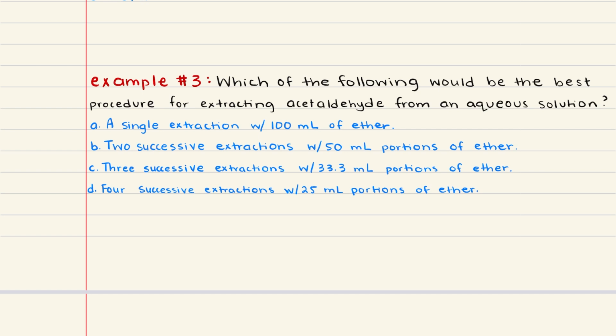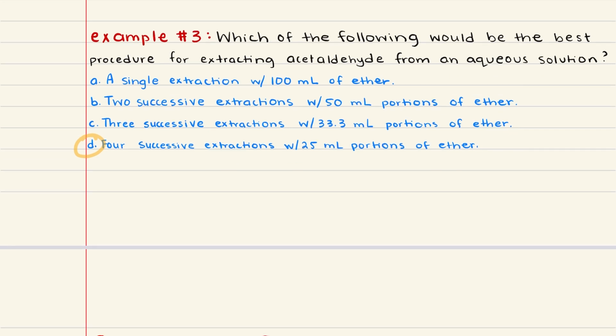Based off of the logic that we discussed, answer choice D is the correct answer. So we have 4 successive extractions of 25 milliliter portions. That still adds up to 100 milliliters total, but by dividing it into 4 steps, you give the ether 4 chances to pull acetaldehyde out of the aqueous solution. And with each round, you're pulling out a fraction of the remaining amount, not just what was left from the very beginning. So this leads to greater overall recovery of the compound.